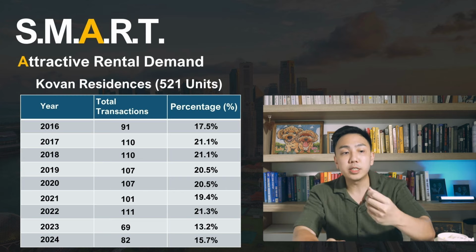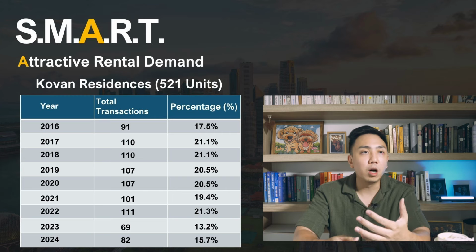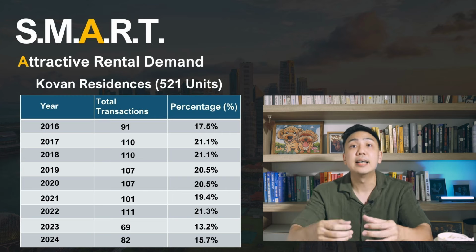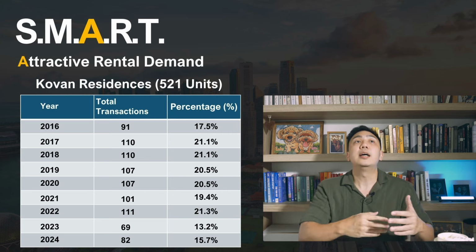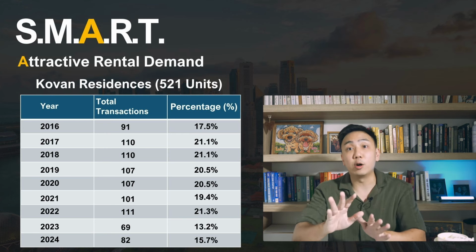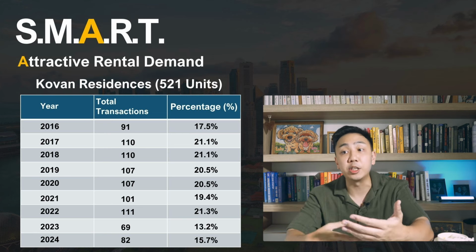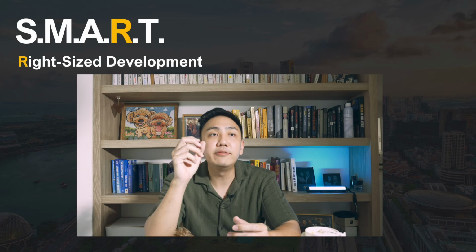On average, if you look at this, Kovan Residences is transacting around 15 to 20% rental transactions per year. And I would say it forms a balanced appeal towards both own stay owners and investors, which keeps the earlier point we mentioned, the sales volume, healthy as well, because there's always people exiting and entering. And the fourth factor is actually right size development.